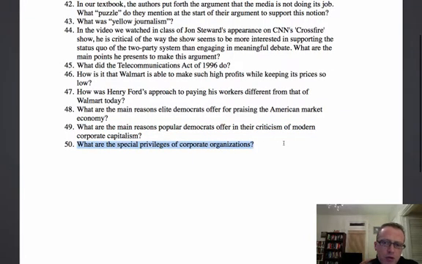Now, what are the special privileges of corporate organizations? This is a very important question, of course, in this day and age. We've been talking a lot about Citizens United in our reader assignments, but this is also discussed in the section on the economy in our textbook as well. So what are the special privileges of corporate organizations? Usually they are bodies not owned by one person, but owned by people who have joint stock in the organization. So there's joint stock ownership. They have limited liability, which means that the corporation can go bankrupt, but not the individuals who run it.